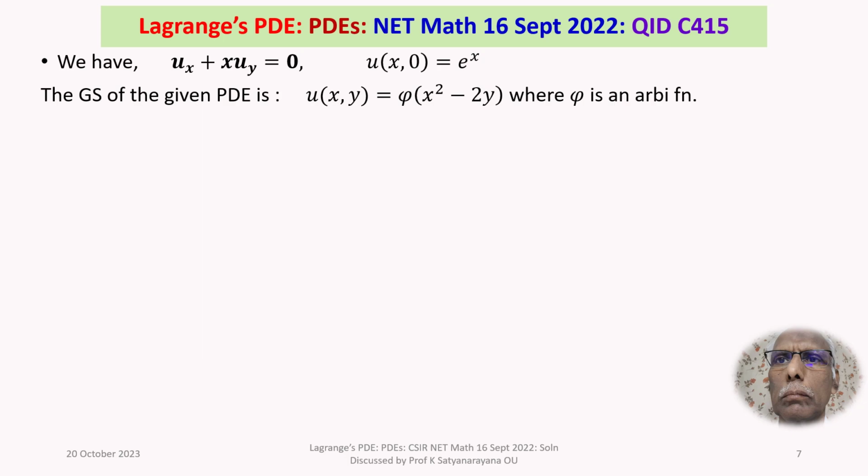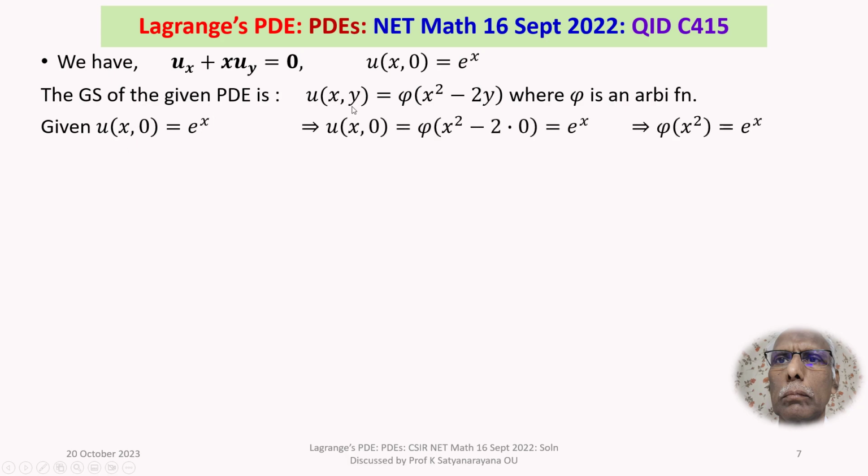So that's our partial differential equation, that's our condition, and we have obtained the general solution where phi is an arbitrary function. It is given u(x, 0) is equal to e^x. So get into the general solution, substitute y = 0, then you will get u(x, 0) = phi(x^2 - 2y), and u(x, 0) is given to be e^x. That means we have obtained phi(x^2) = e^x.